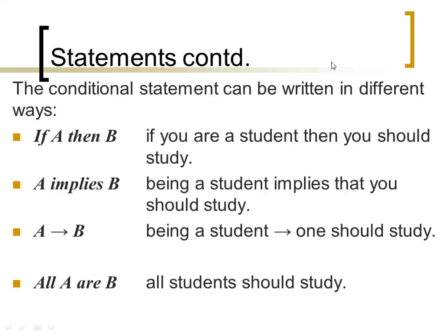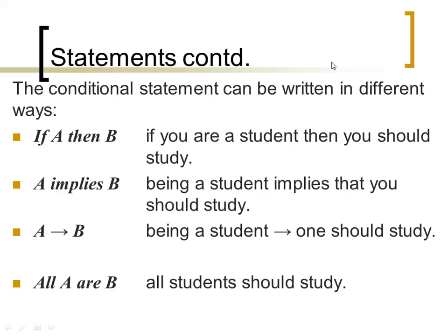Hypothesis: if you are a student, then you should study. Now, A implies B means that we are implying instead of using the if-then syntax. Being a student means that it has been proven that you're a student, then it must imply that you should study. All right? A denotes B. Being a student, one should study.